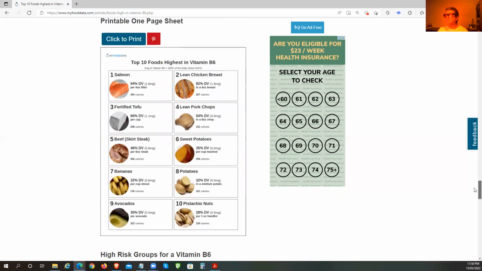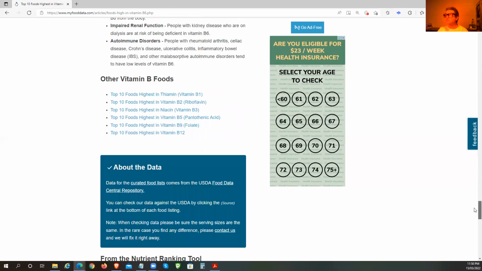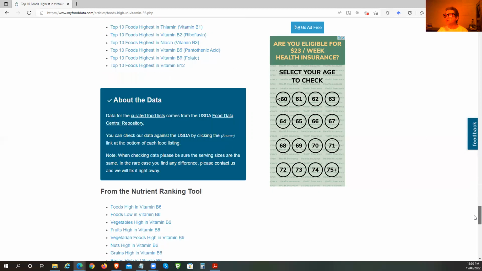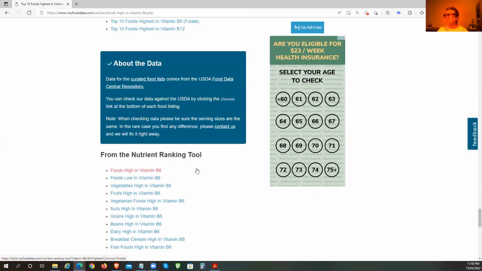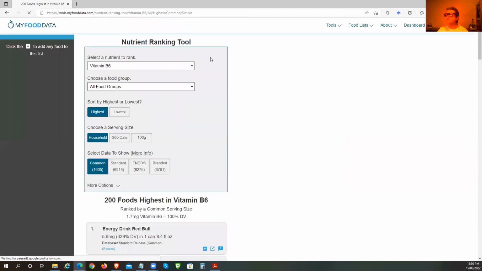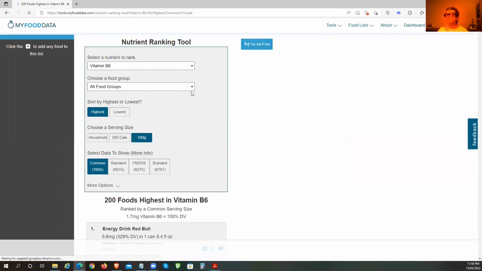So the majority of the products will tend to be animal products. We can also look at foods high in value, per 100 grams, which is 3.53 ounces.